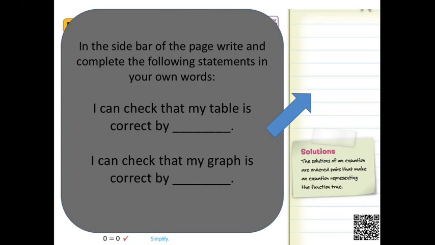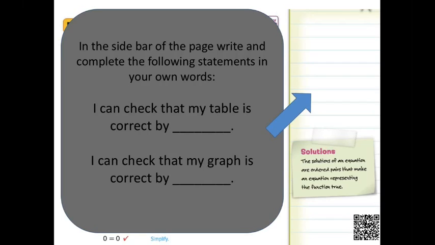Okay, now in this sidebar area, I want you to take a look at these two statements. I can check that my table is correct by blank. I can check that my graph is correct by blank. Okay, a couple things I want you to think about with your table and your graph. With the table, something that I mentioned in the last example is you should see patterns in your table. If the x values have a pattern, your y value should also have a pattern. That could be one way you check. Maybe you want to go through and do a check on each ordered pair. You want to plug the ordered pairs into your equations to double check that you did your arithmetic correctly.